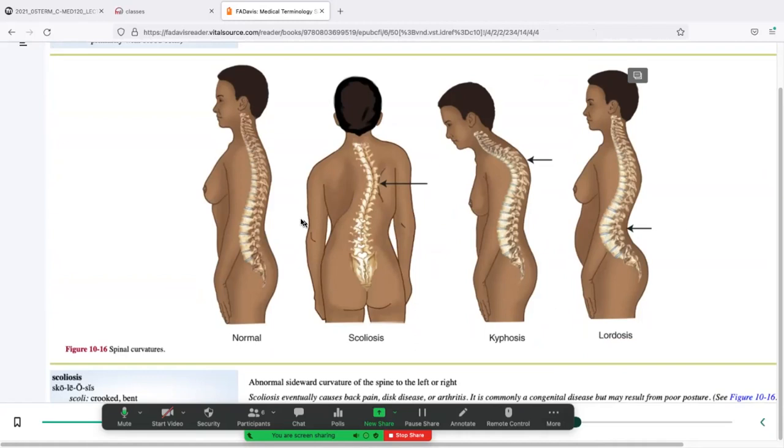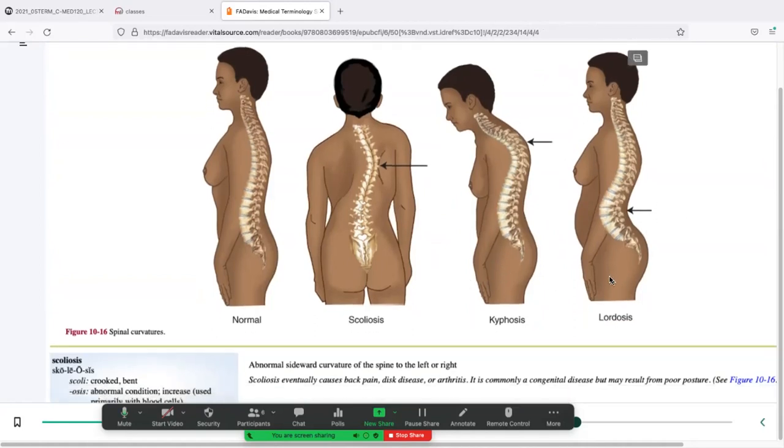Here are the different curvatures of your spine. Now, normally your spine should curve only upon lateral view. Upon PA or AP view, it should be straight. Scoliosis is when there's an abnormal curvature of the spine, like so. Kyphosis is what they call humpback. Lordosis is called swayback.